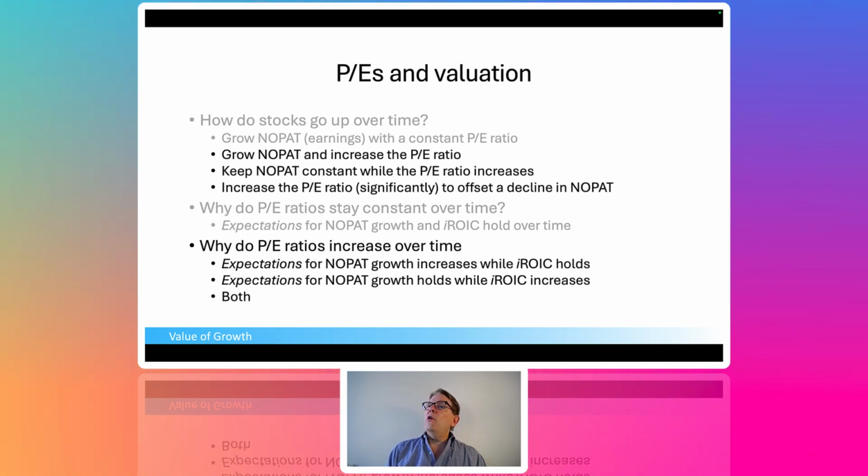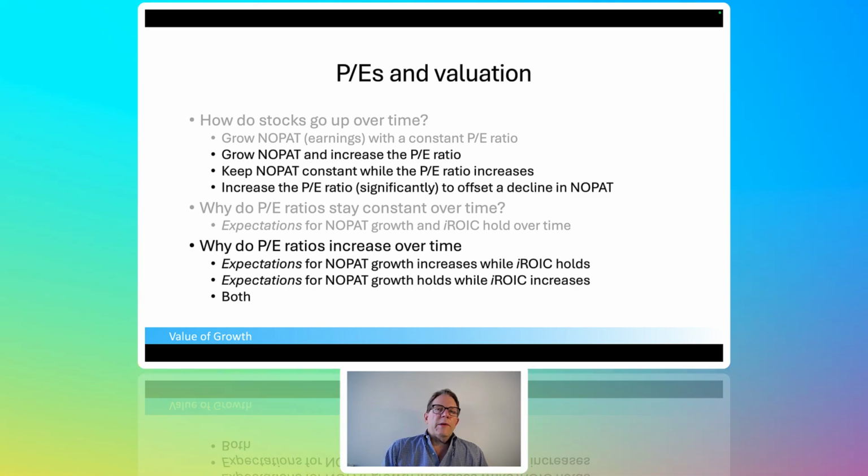So that was, in those cases, PEs expand, which I think is really kind of a cool insight. Now, the other thing is that you're going to have expectations for NOPAT growth to hold, in that the growth is going to continue, the historical growth rate, while the incremental return on invested capital increases. The business is getting better. As Buffett would say, the moat is expanding. So my growth rate stays the same, but that incremental business is getting better.